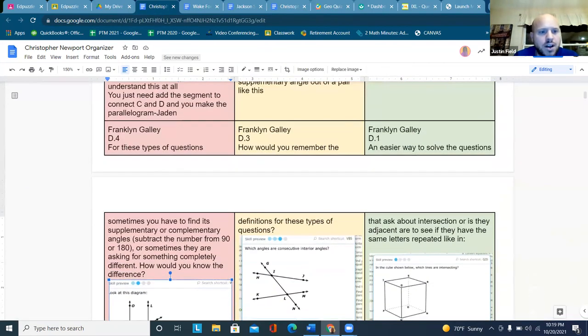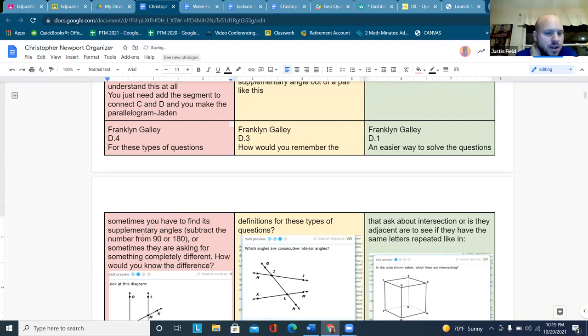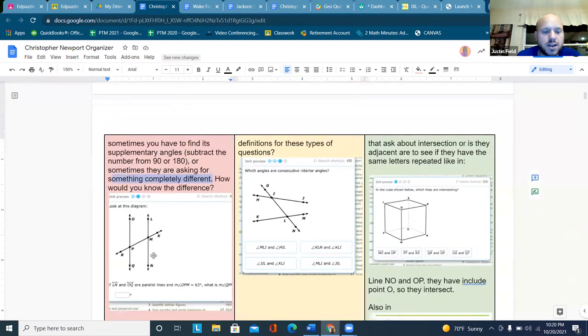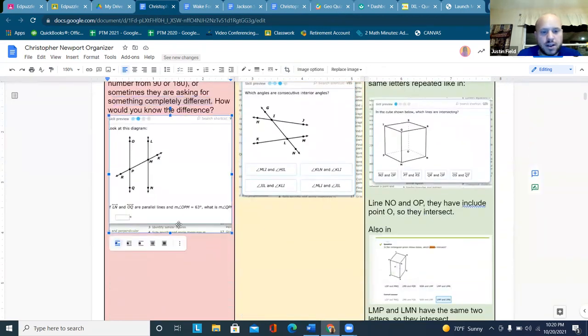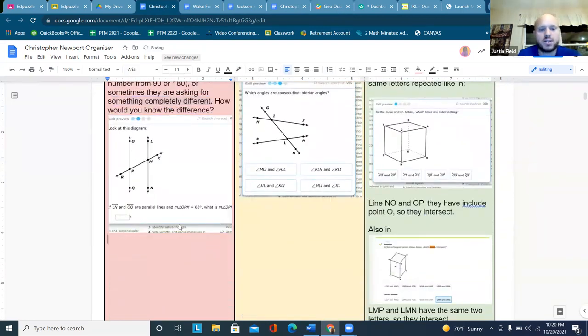So Franklin says, for these types of questions, sometimes you have to find a supplement or complement. Not a complement, just supplement. Or sometimes they're asking for something completely different. How would you know the difference? That's a great question. Let's use this teachable moment to categorize.